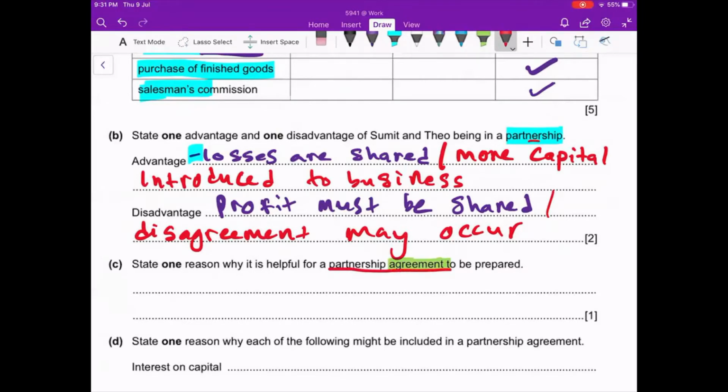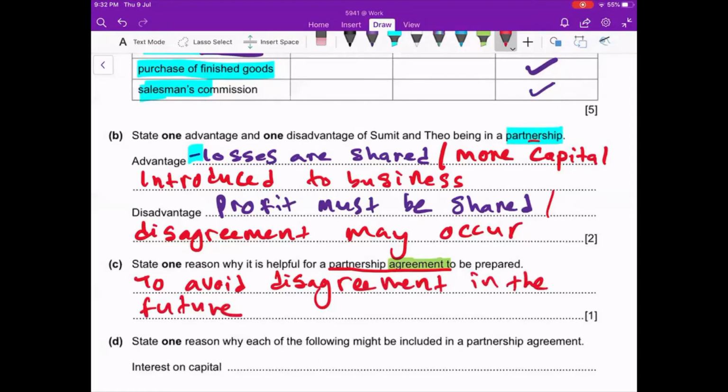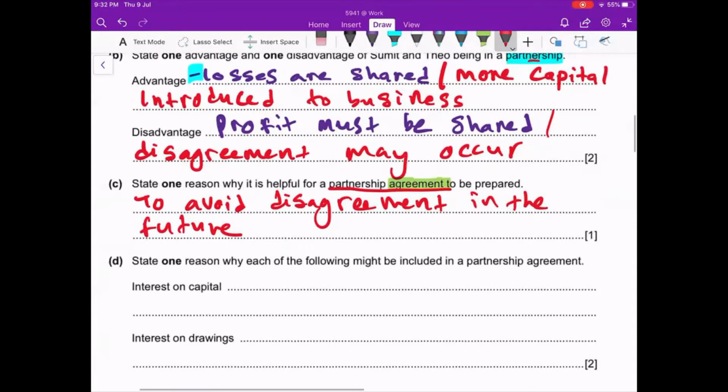Before we start the business, we can prepare the partnership agreement so we can avoid disagreement in the future. So the partners will follow whatever they agreed in the agreement. Okay, another one: state one reason why each of the following must be included in the partnership agreement.